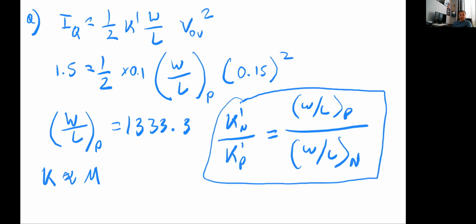So since we have everything else here except the width to length ratio of the N channel, we can use that proportion to calculate it. And the one thing to remember also is that these are the electrical width and length of the channel. It's not really the width and length of the transistor, which is a geometric characteristic.